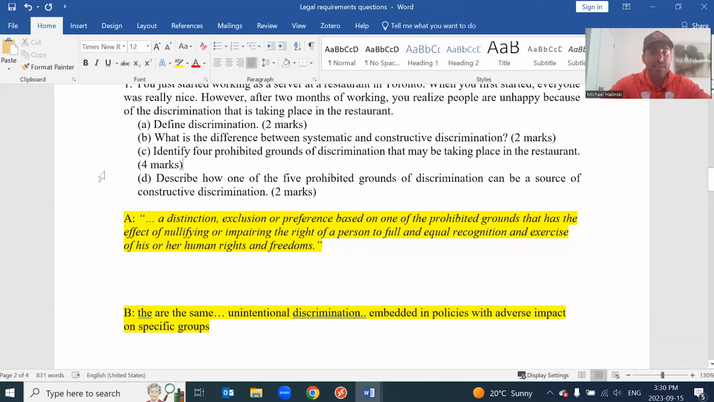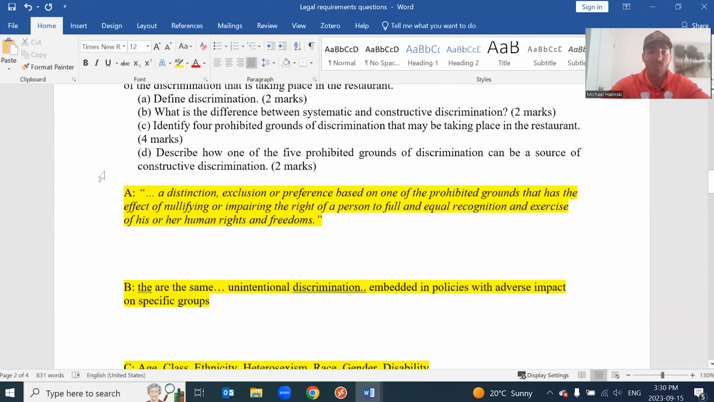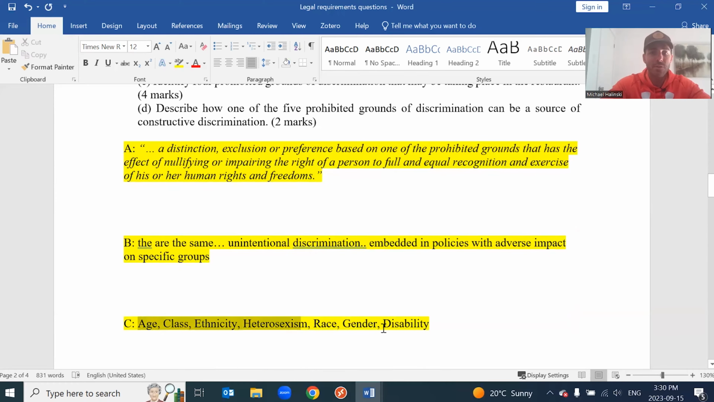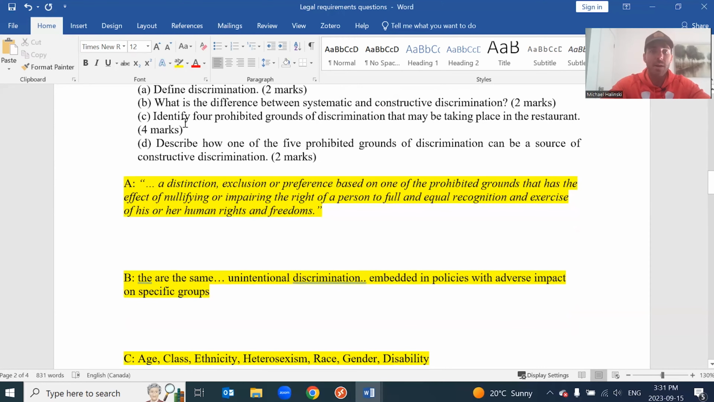Anyways, part C, identify 4 prohibited grounds. In this case, what I'm really looking for is, in the slides, we talk about many different grounds for discrimination. Here they are listed out. To get the 4 marks, I actually only ask you to identify, so you could just identify 4 of them. If I said to identify and explain, it would probably be worth more than 4 marks, but you'd have to identify and then say, age-based discrimination, and maybe explain what it is, discrimination based on age. Then you can also say how this is likely to occur in a restaurant. I don't know.